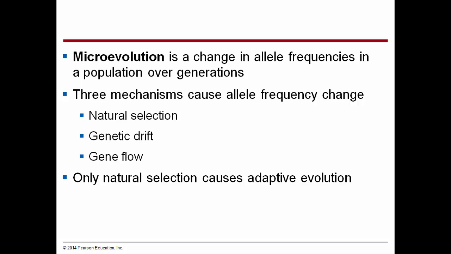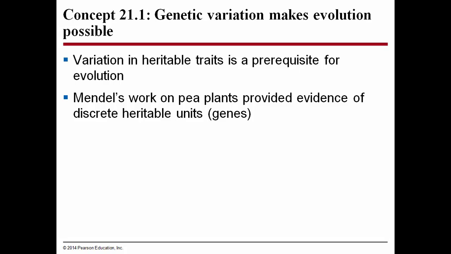Microevolution is a change in allele frequencies in a population over generations. Three mechanisms cause allele frequency change: natural selection, genetic drift, and gene flow. Of these, only natural selection causes adaptive evolution. Genetic variation makes evolution possible. Variation in heritable traits is a prerequisite for evolution. Mendel's work on pea plants provided evidence of discrete heritable units, also known as genes.